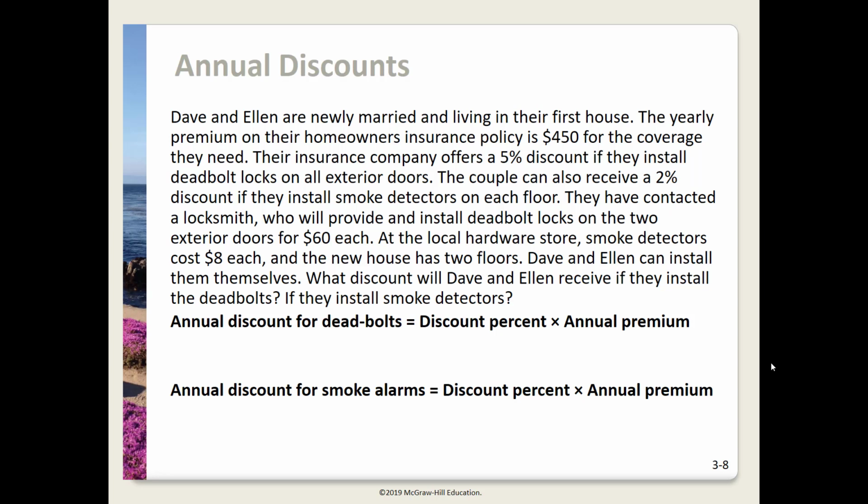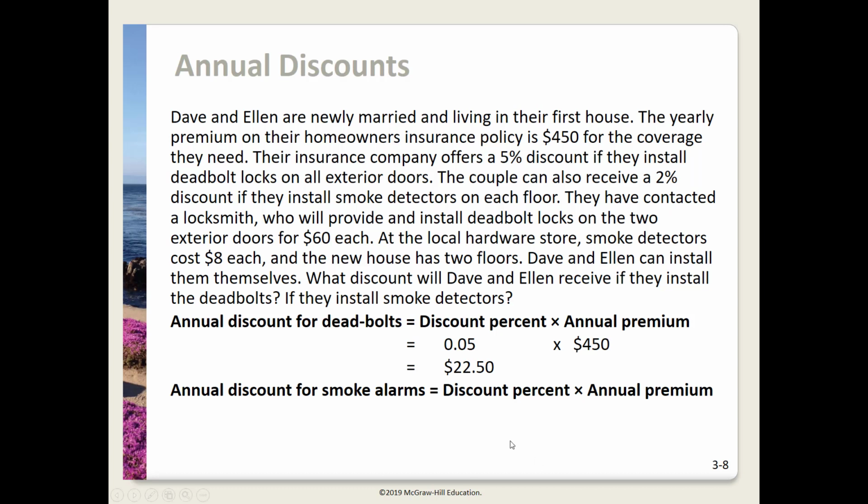What discount will Dave and Ellen receive if they install the deadbolts? What discount will they receive if they install smoke detectors? So we've got our annual discount formulas for deadbolts and smoke alarms right here, which is simply the discount percent that is offered times the annual premium. For our deadbolts, we were told that we would get a 5% discount. So we'll take our 5%, or 0.05, and multiply it by the annual premium mentioned above, the 450. When I plug that into my calculator, we get an annual discount of $22.50 for having deadbolts.